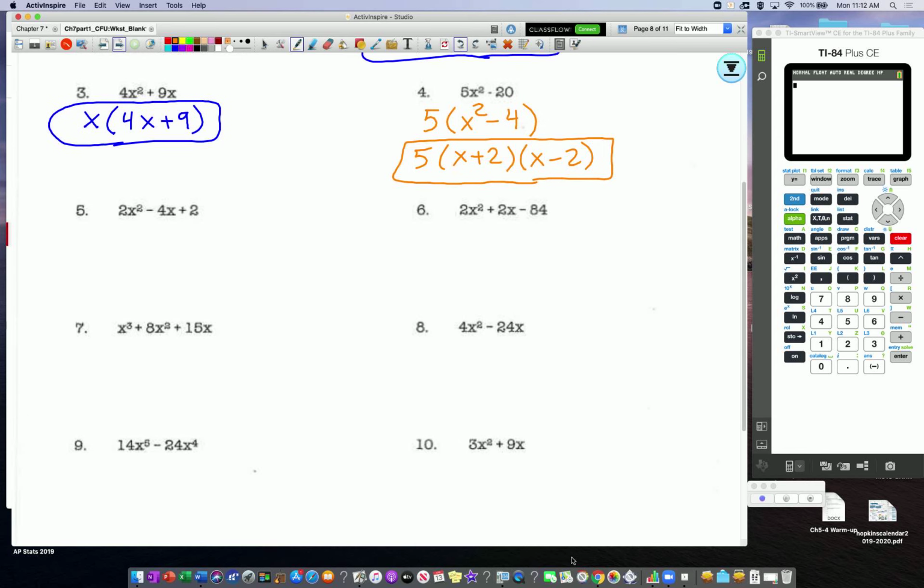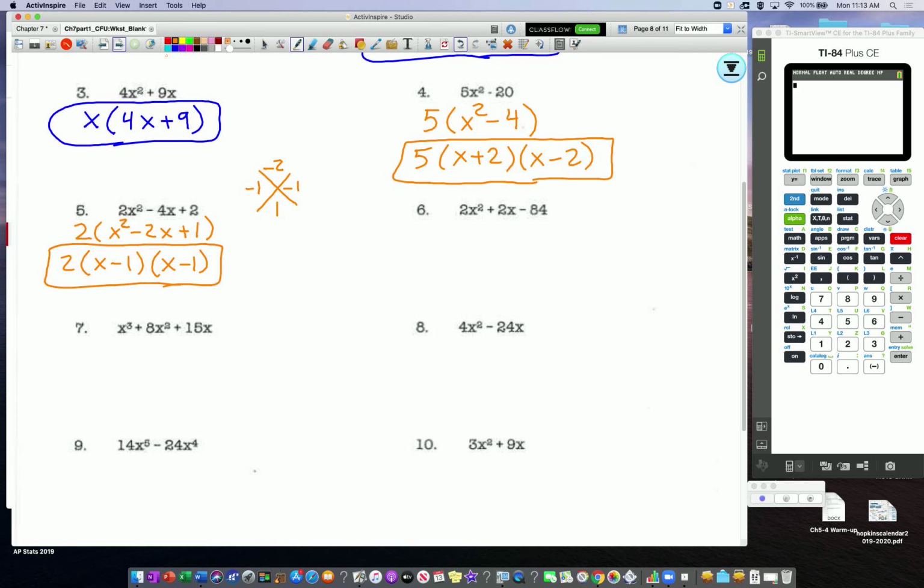Ooh, next one. They all share a 2. So I have a 2 on the outside. x squared minus 2x plus 1. This one's kind of interesting. Factors of 1 that add up to negative 2. They're both negative 1's. So I have 2 times x minus 1 times x minus 1.